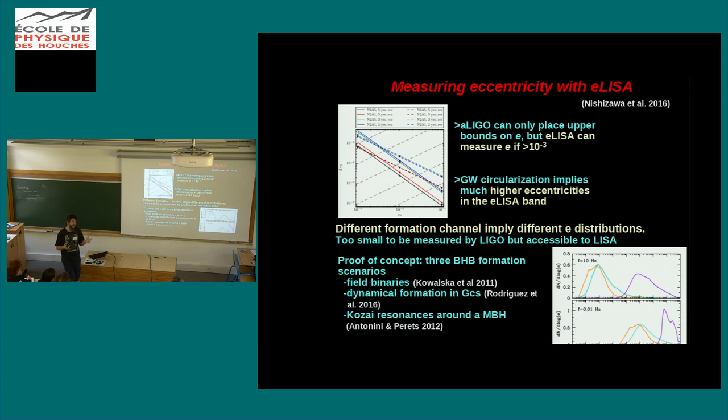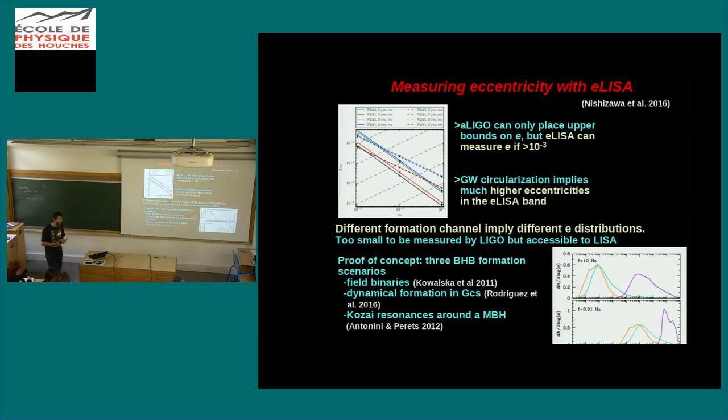And you can think about that as follows. You have a binary that evolves undisturbed in the field. There's going to be tidal interaction between the two objects, so the orbit is going to be fairly circular. Then, of course, you can get some supernova kick when you have a collapse into a black hole that might give some eccentricity to the orbit. But in general, you expect this system to have a small eccentricity. Whereas if you are capturing objects dynamically in a cluster, you expect eccentricities to be in general larger.